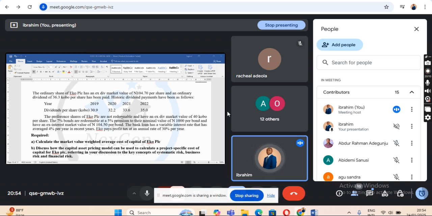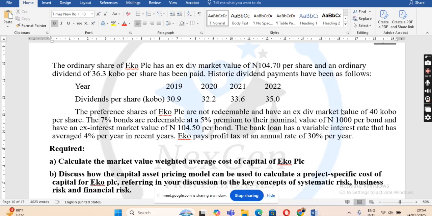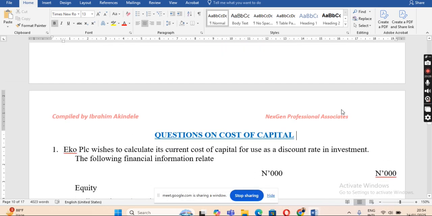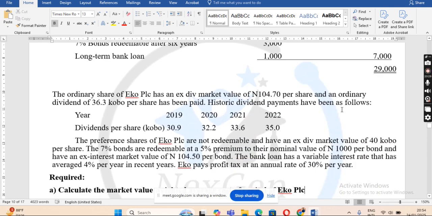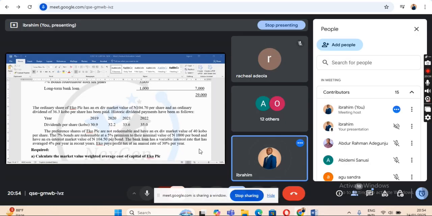You can see historic dividend payments, which means the dividend that they paid in the previous years. Let me quickly look at the financials. Which date did they put in the financials? Oh, there is no date on the financial statements. I think that should be an error, though. There should be a date, but let's move on. It's not a problem.